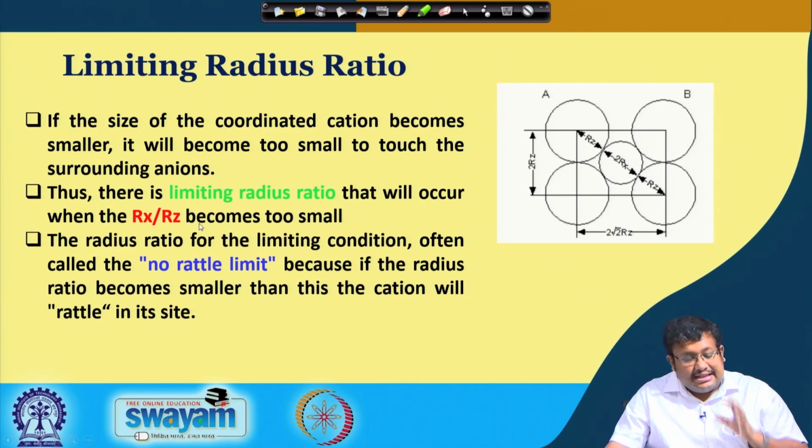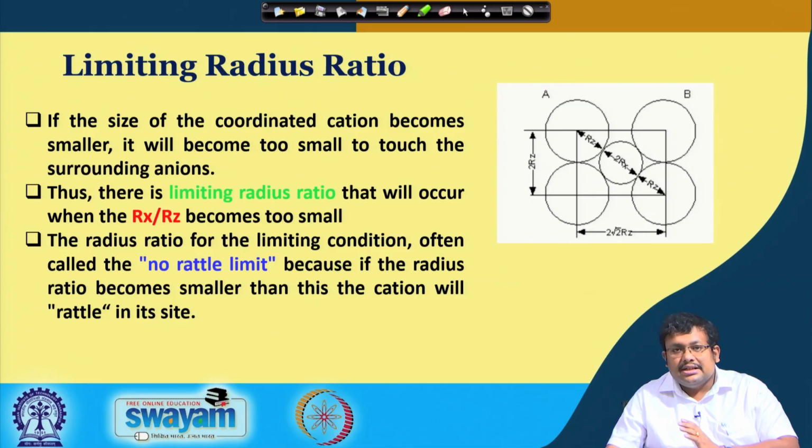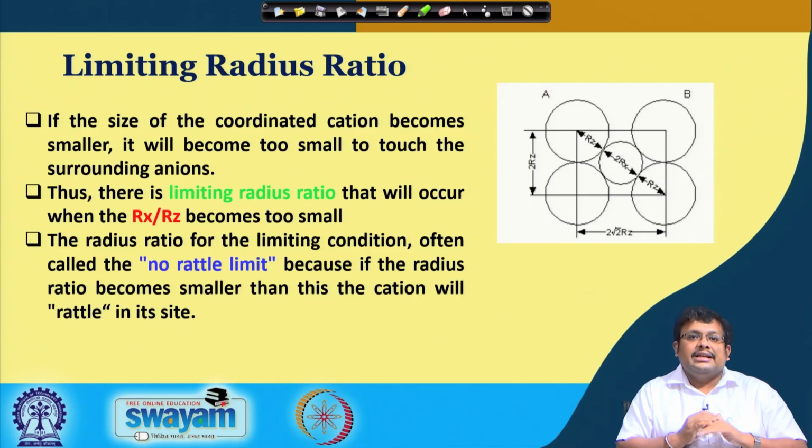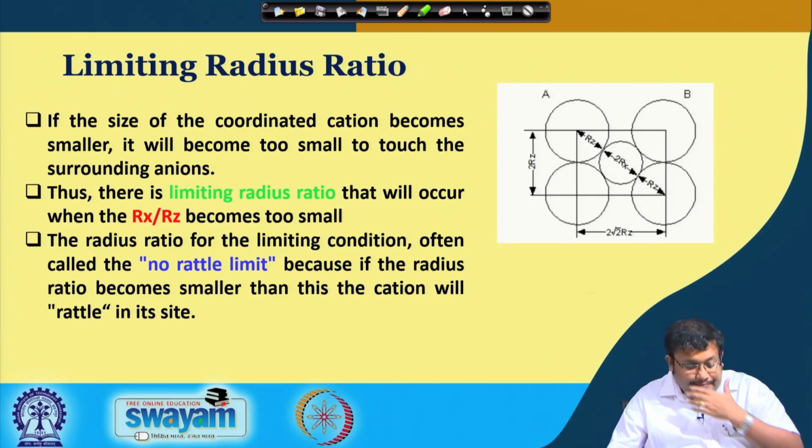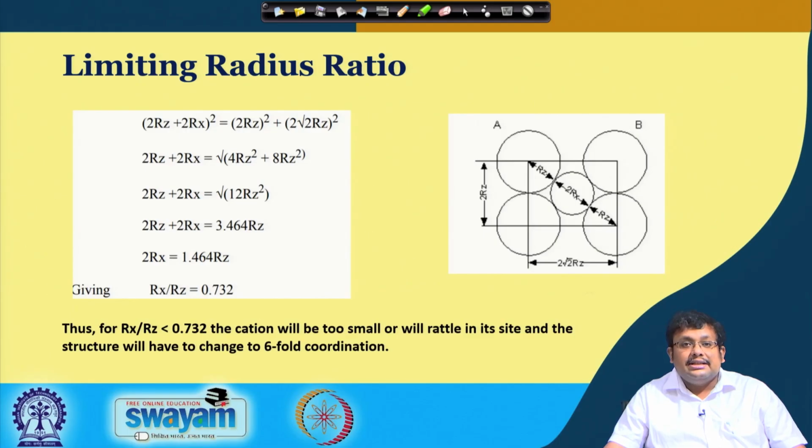Now, the radius ratio of the limiting condition is often called the no rattle limit, because if the radius ratio becomes smaller than that no rattle limit, then what will happen? The cation will rattle in its site, so the structure will be disrupted. So, let us see how we can calculate this limiting radius ratio.